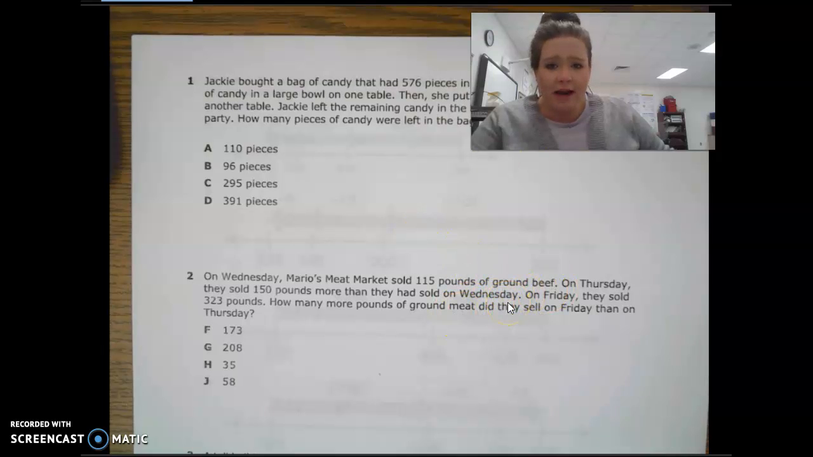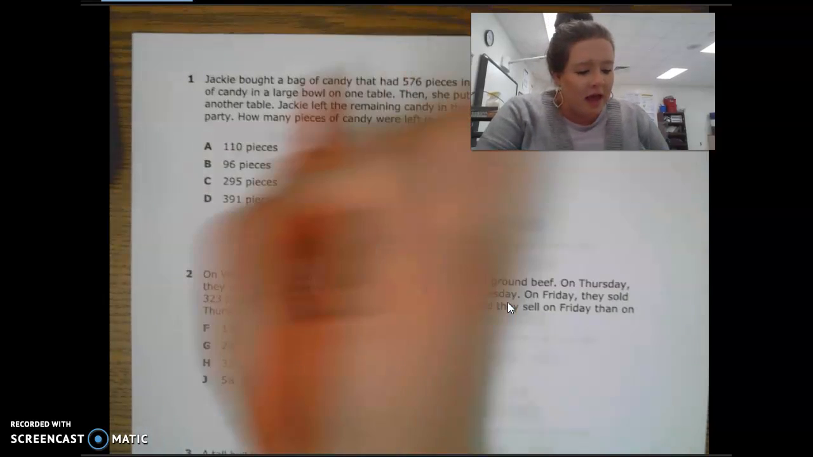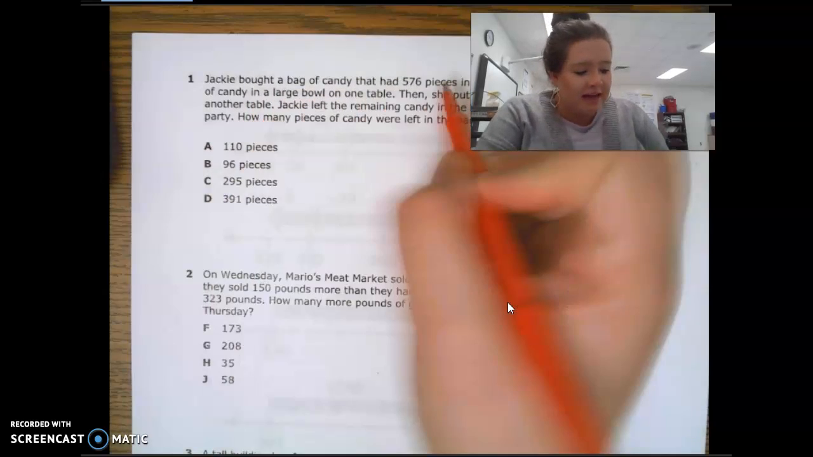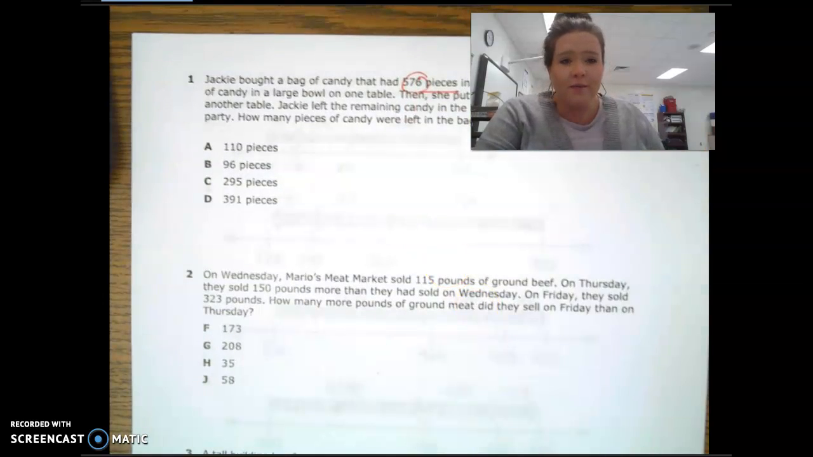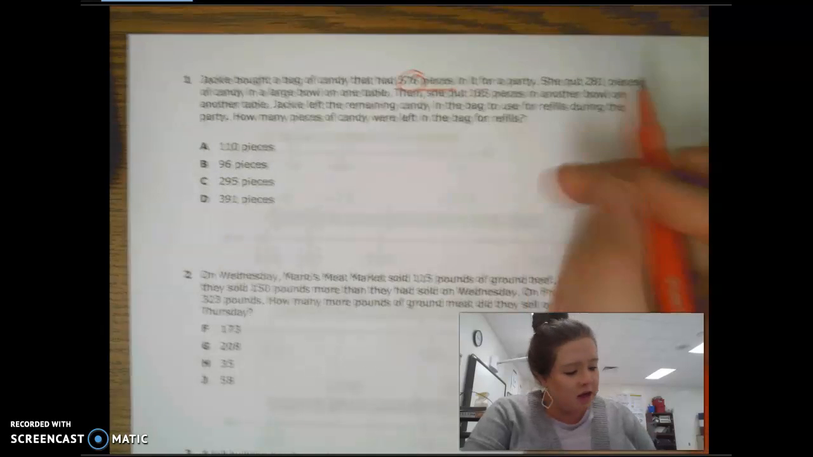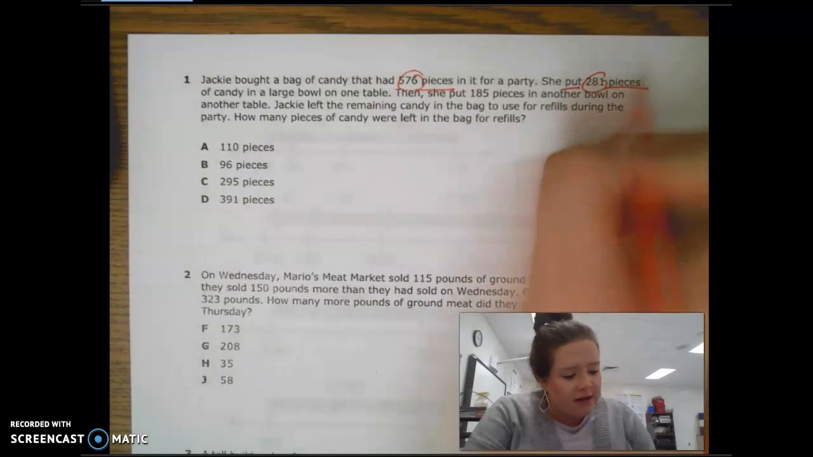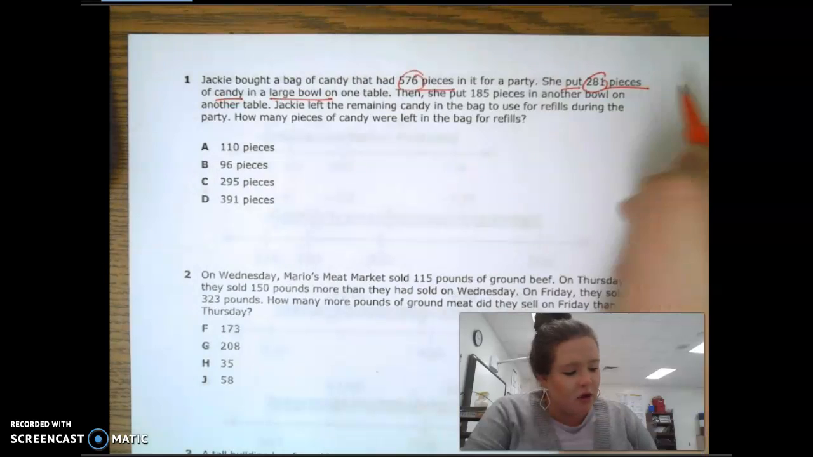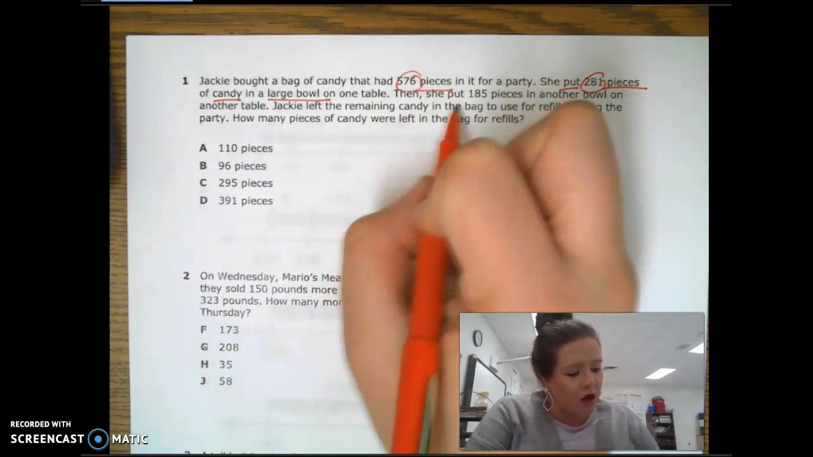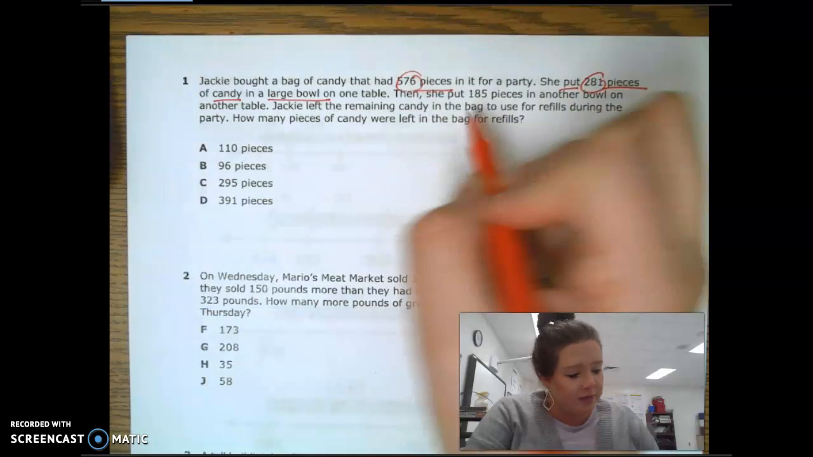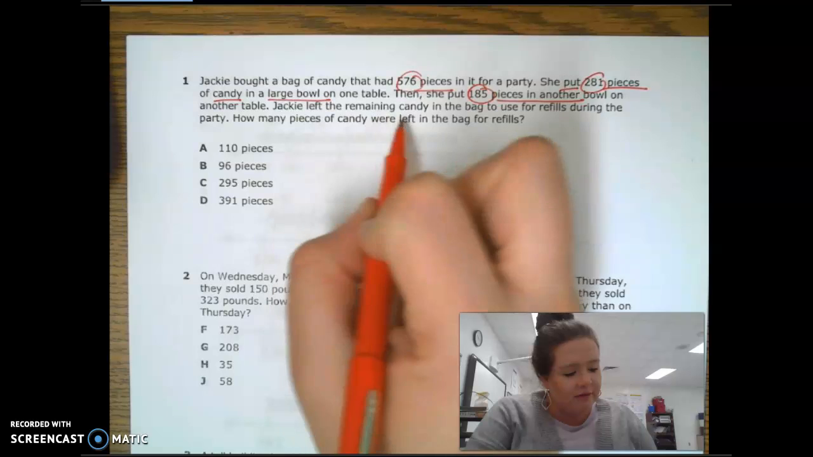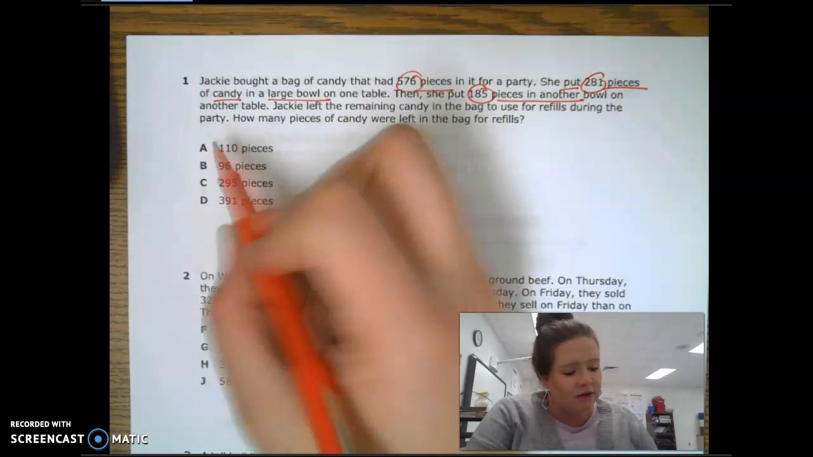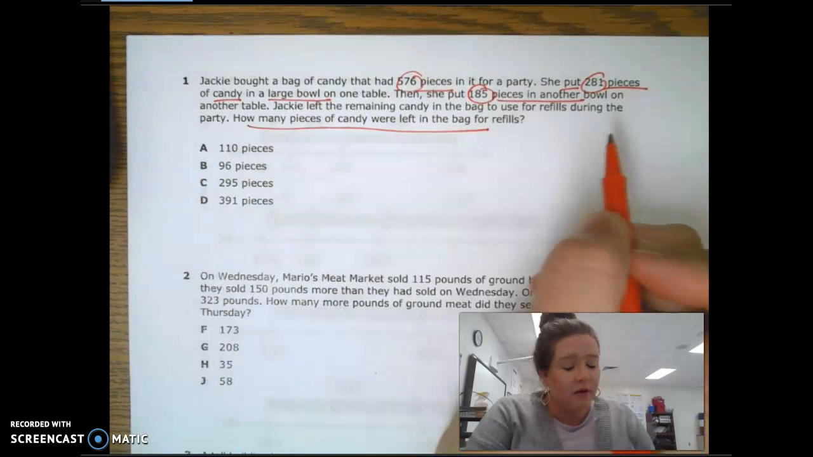For number 1, I'm just going to quickly walk through this one. Jackie bought a bag of candy that had 576 pieces in it for a party. She put 281 pieces of candy in a large bowl on one table. Then she put 185 pieces in another bowl on another table. Jackie left the remaining candy in the bag to use for refills during the party. How many pieces of candy were left in the bag?